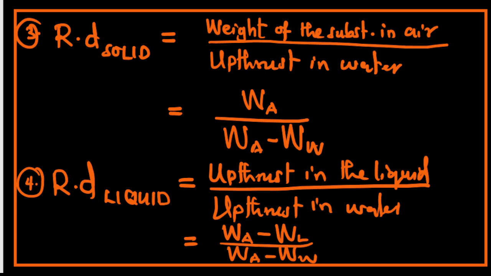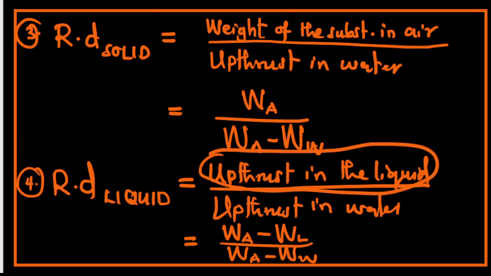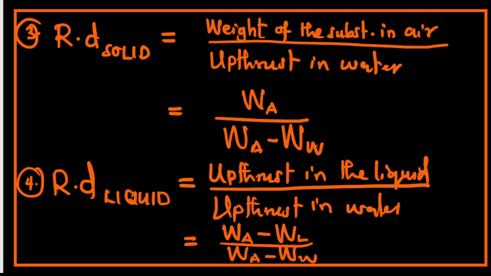Then, determination of the relative density of a liquid. If you were a student in the lab and you were to find the relative density of a certain liquid, you can get a certain object. You immerse it in the liquid and you determine the upthrust of that substance in the liquid. You do the same thing in water. You determine the upthrust of that same substance in water. The ratio of the two upthrusts will reveal the value of the relative density of that liquid.